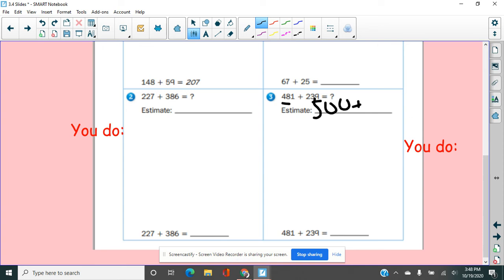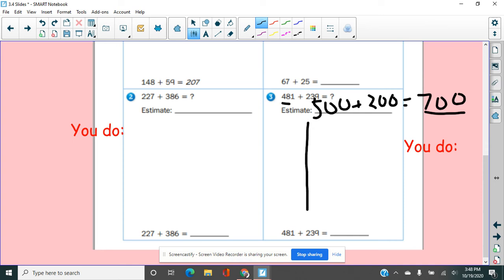Okay, what about 239? What do you want to make it? Okay, a lot of people probably said 200, maybe 250. 50s are easy to deal with. I'm going to make it 200. 500 plus 200 equals 700. So I'm looking for an answer close to 700.